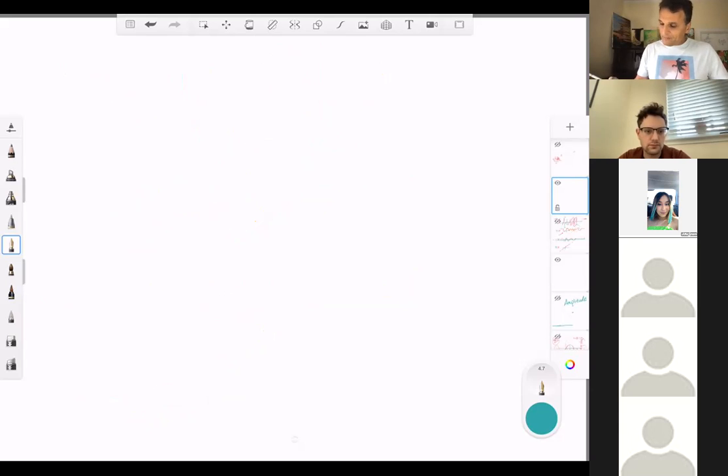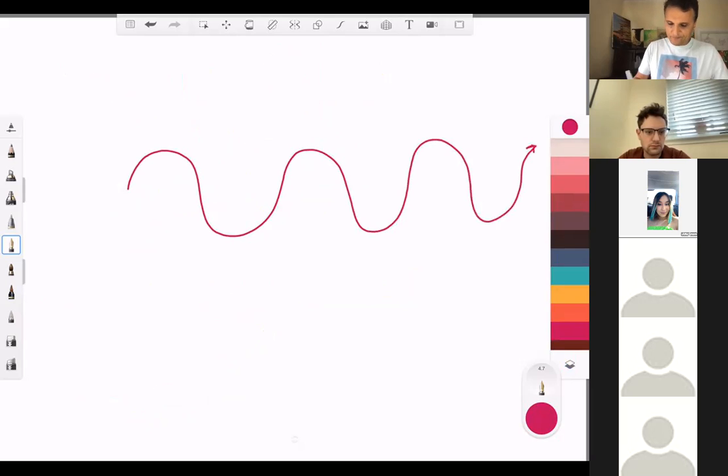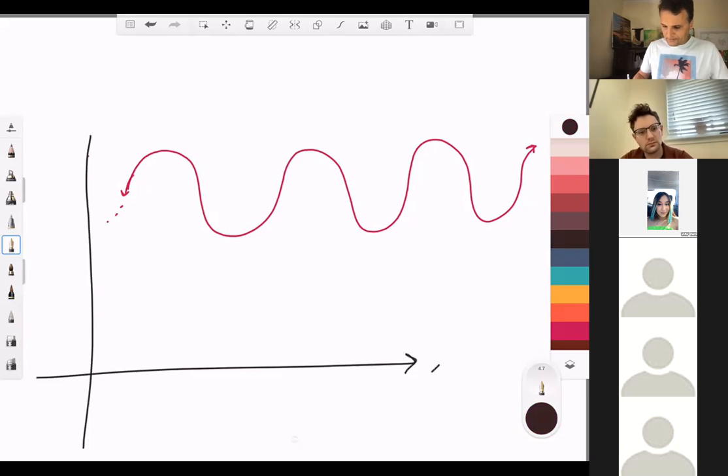So I'm going to give you guys a periodic graph. Let's say this is one of the graphs. It repeats. And let's say the X and Y axes are right there. This is X and that's Y. If I ask you guys what is the amplitude of this graph?